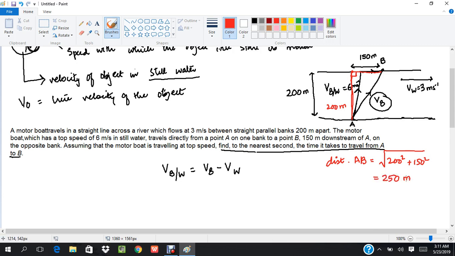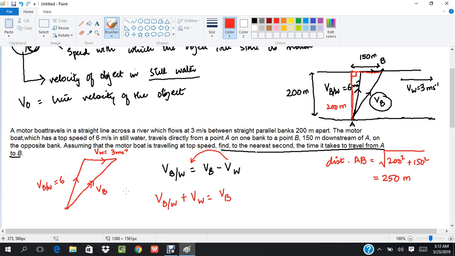Now I need the second component in order to find the time, and that is the speed VB. For this, I'm going to use the relative velocity equation. Now I know that V_B/W is 6 meters per second, and I know the velocity of water. So if I rearrange this equation, I send this part here. So I have the relative velocity of the boat add velocity of water is going to give me VB. This means that if this is my direction of relative velocity, which is at 6 meters per second, and this is the velocity of water, which is 3 meters per second, I'm doing simple vector addition using the tip-to-tail method, then this is going to be my velocity of the boat. That is the true velocity of the boat.